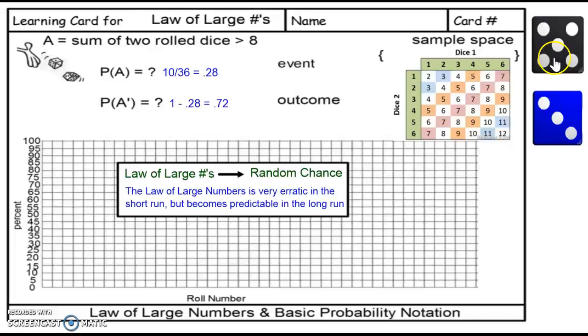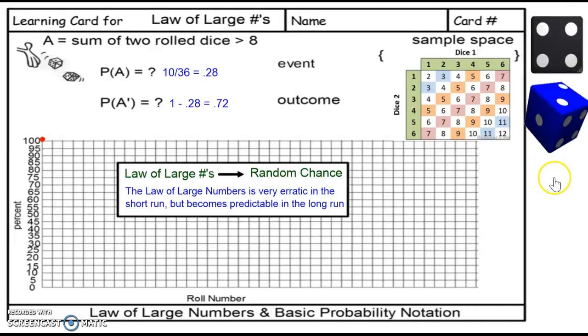So I'm going to roll the two dice right now, and I get a sum of 12. So right now, after one roll, the probability that I roll a sum that is greater than 8 is 100%. So I'm going to put a dot right here at 100% because I've rolled it once, and 1 out of 1 times I rolled something that was greater than 8. But let's go ahead and do a second trial.